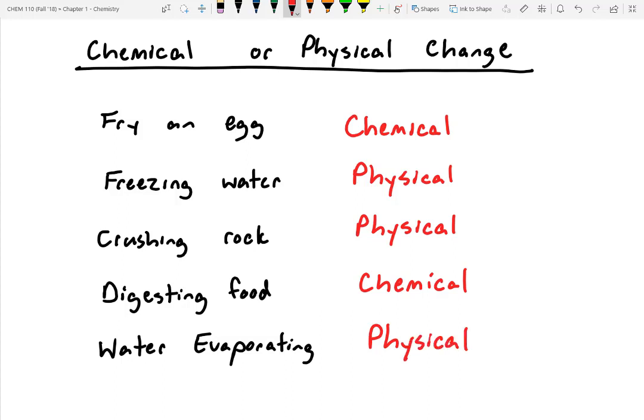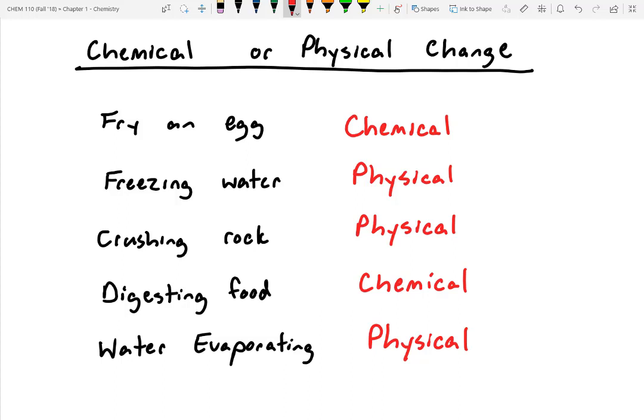So like I said, the key thing is remembering whether or not things are being broken, like bonds, or made, like bonds. If all you're doing is changing the state of something, meaning from a solid to a liquid, or one size to a smaller size, that's just a physical change, right?